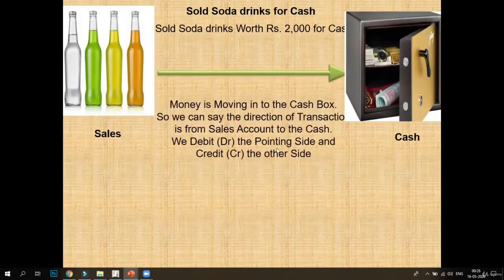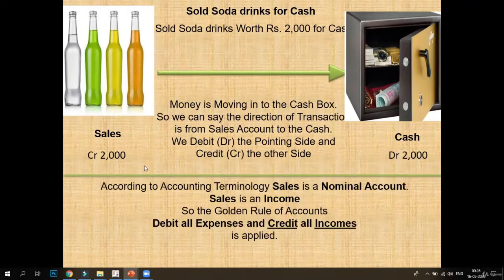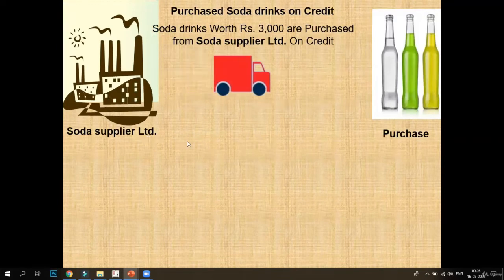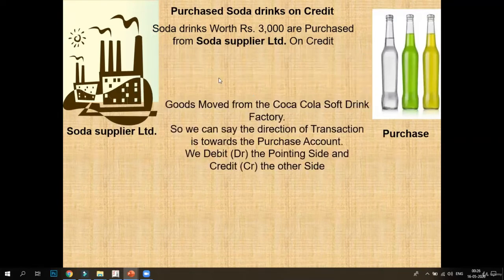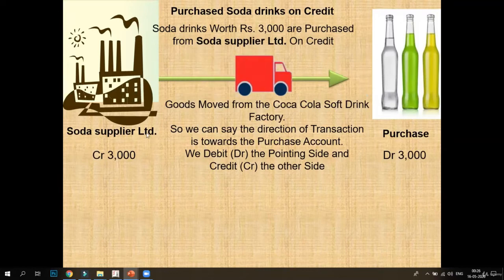Likewise, the third transaction: the company sold soda drinks worth rupees 2000 for cash. Here the cash will be debited and the sales will be credited. Sales is a nominal account, and cash is our real account. Correct. The real account will be debited and the sales account, the nominal account, will be credited. Now the fourth transaction: the company purchased soda drinks on credit from Soda Supplier Limited. What is the supplier giving? So the supplier will be credited and purchase will be debited. The entry becomes purchase account debit, soda supplier account credited.